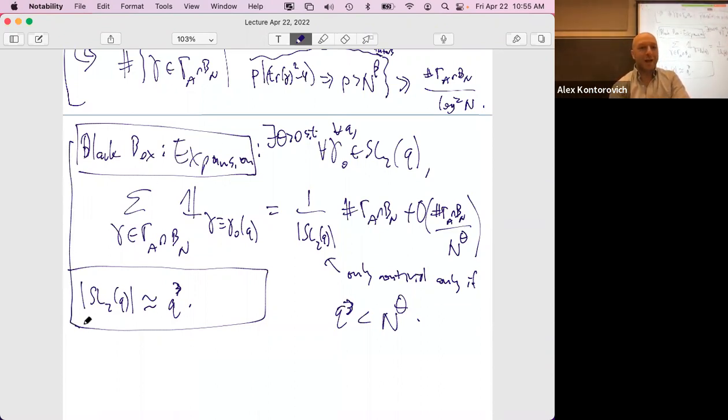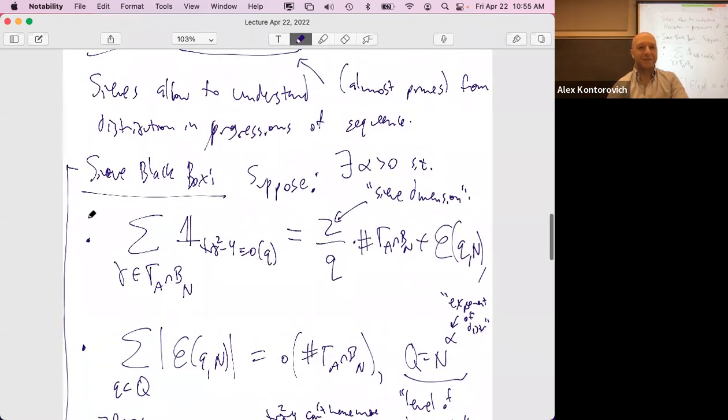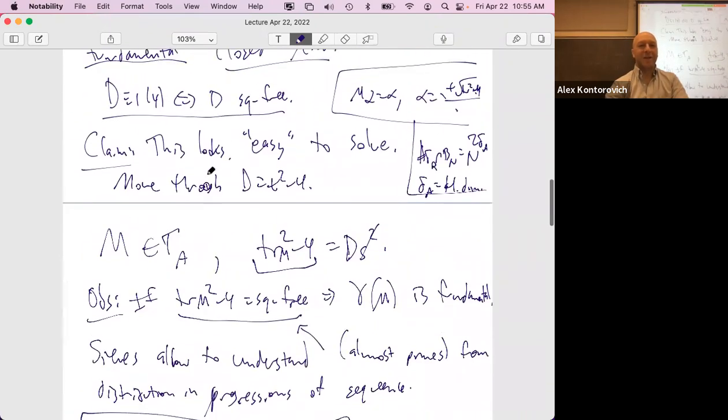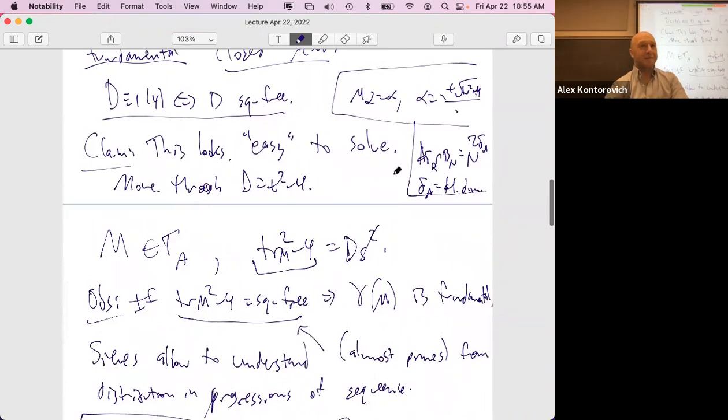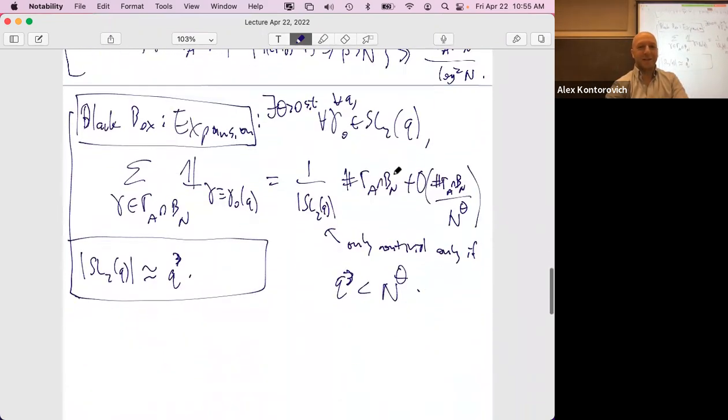So with these two black boxes, the black box of expansion and sieving, I claim that if you have those two things, then the problem looks easy. How do you finish off the problem? That's what we're going to do right now. So let's finish off the problem.